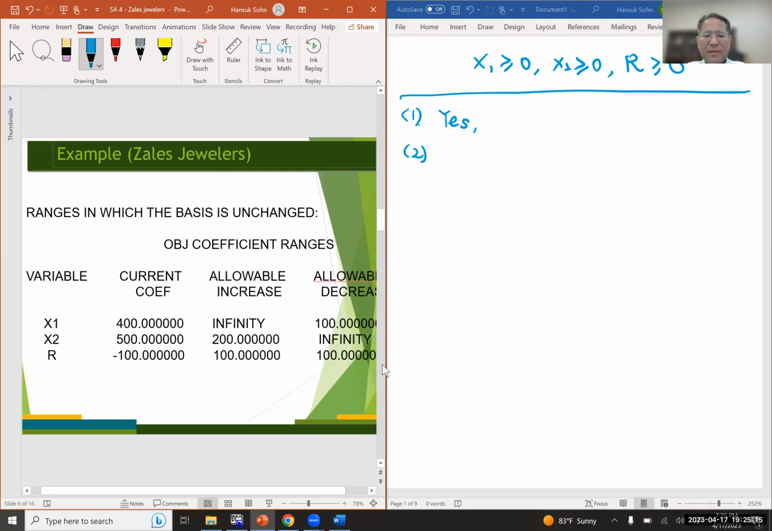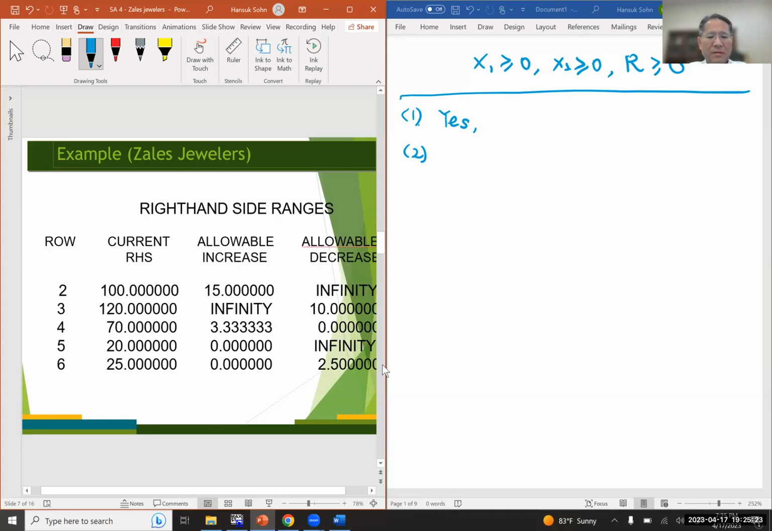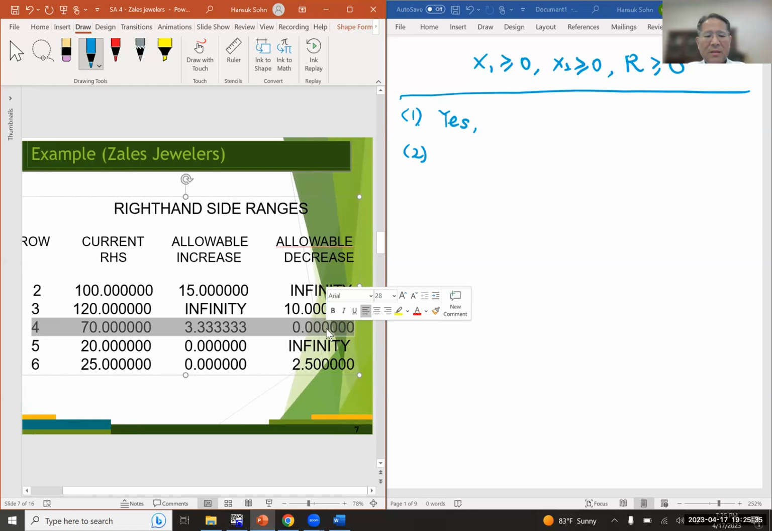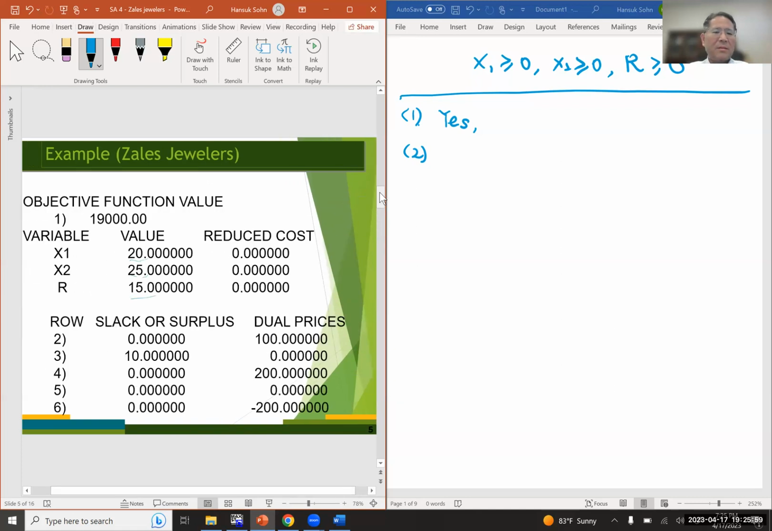So you need to first look at the allowable ranges for the right-hand side value for the third constraint, right? Which is this. And we are looking at this value, 3.33, right? So the increase amount of 1 is still within these allowable ranges, which means we are able to use the dual price of 200, okay, for row number 4.